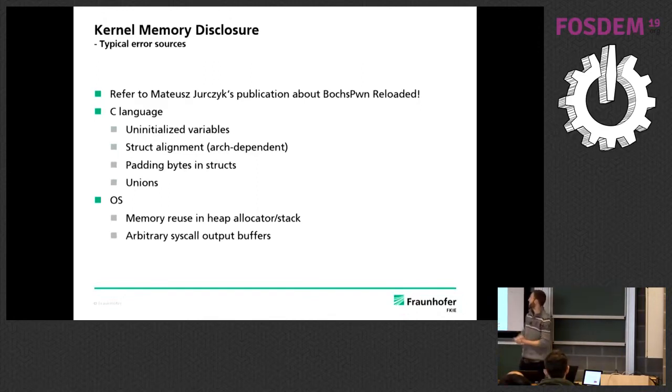With uninitialized variables, the compiler will warn you at least. But then you've got struct alignment, so stuff gets aligned so that you can fetch it in one CPU cycle. There may be padding bytes at the ends in structures. Unions are kind of evil as far as I know, because if there are two members, a smaller one and a bigger one, then the union will be the size of the bigger one, and if you copy out the smaller one to userland, there will be padding at the end. And again, the allocator and the stack won't help here.